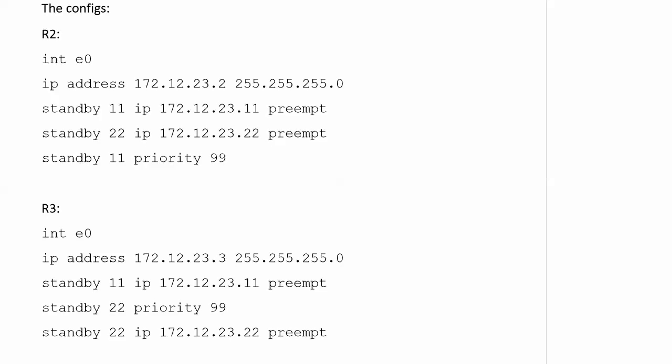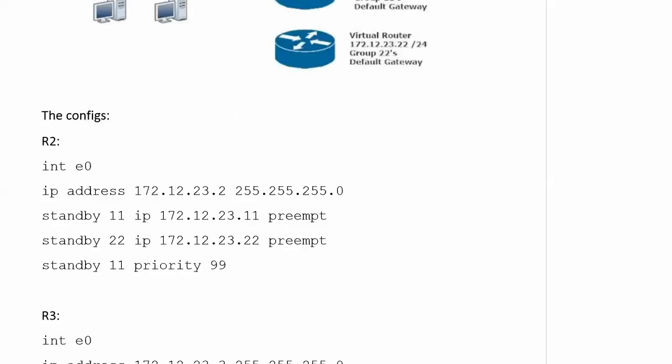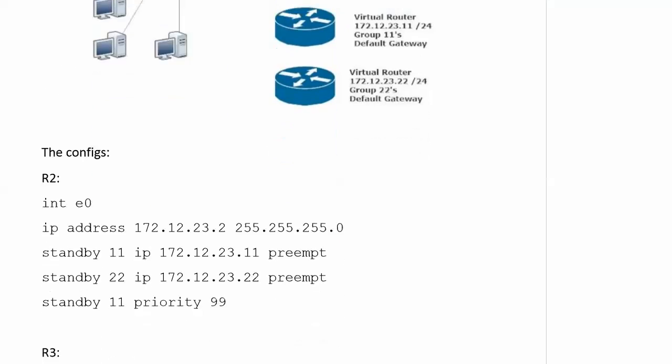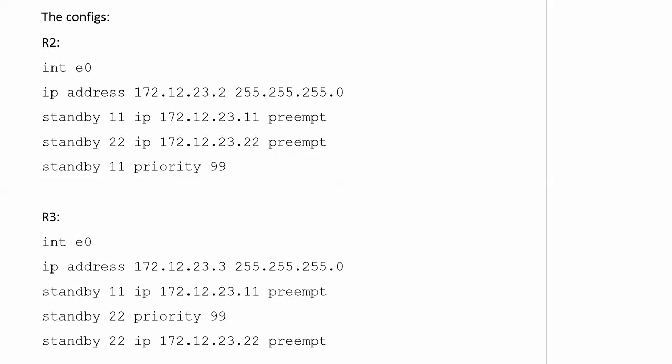So in this particular config, for group 11, router 3 would become the active because its default priority is 100, and I set router 2's priority for group 11 to 99. So that's exactly what we wanted. Router 3 would become the active for 11. Then for group 22, router 2 would become the active router because, again, you put preempt on all your statements here, and I set router 3's priority for group 22 to 99.